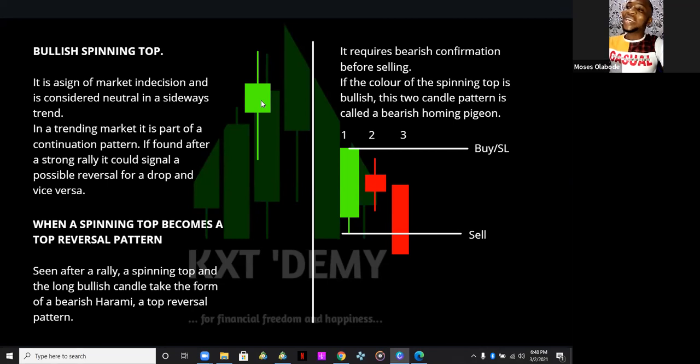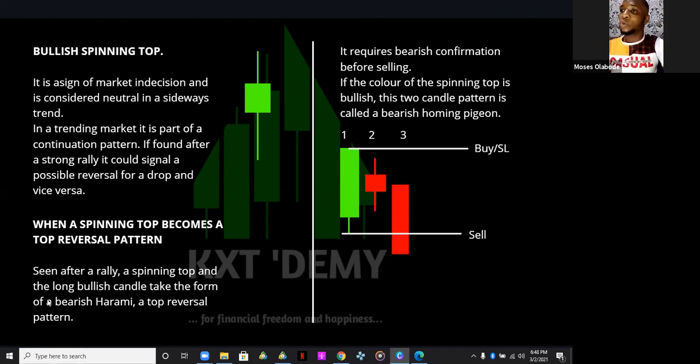So this candle pattern signifies indecision. After a trading day and this forms, it means that no decision has been made. If you are trying to buy when a buy has not been confirmed, you are on your own. Or if you are trying to sell when a sell has not been confirmed, you are on your own. So this is a spinning top. Very, very important. Be able to identify this candle.